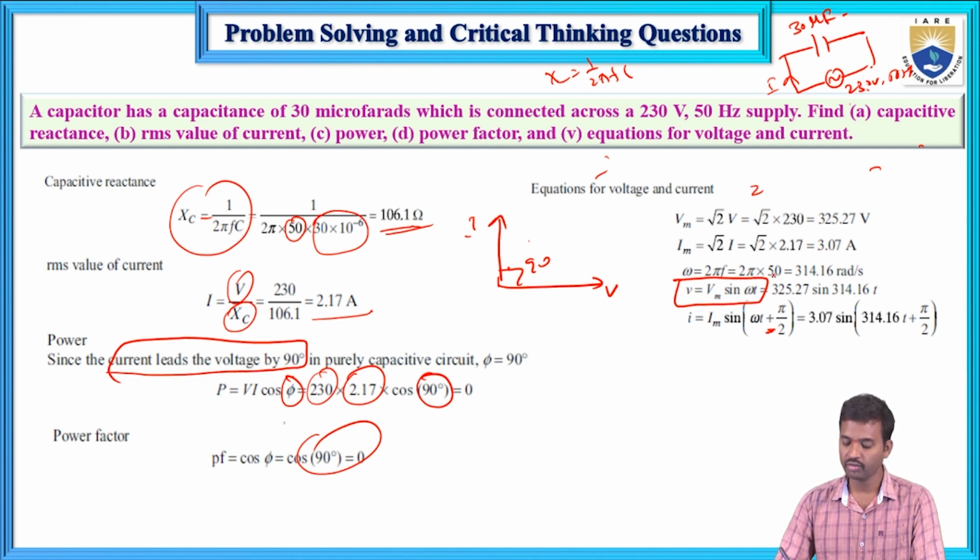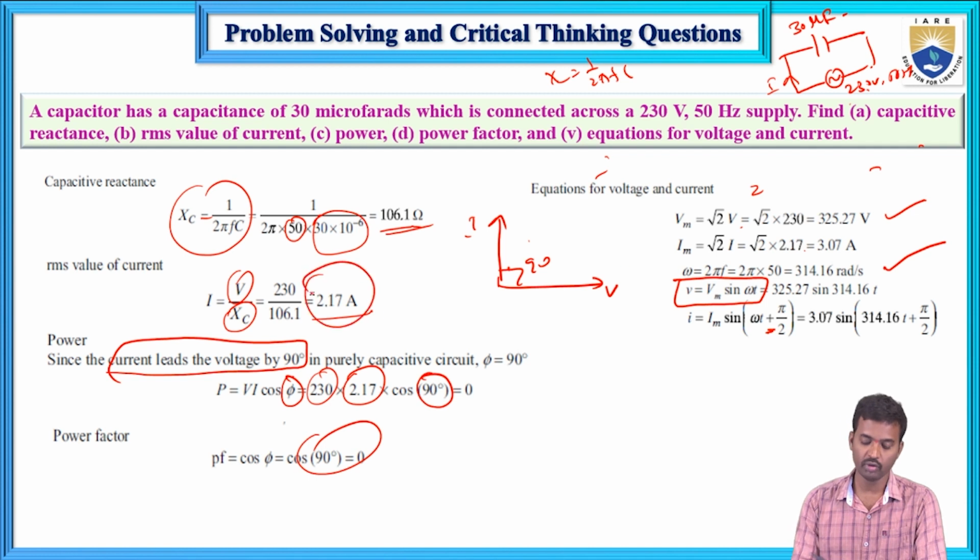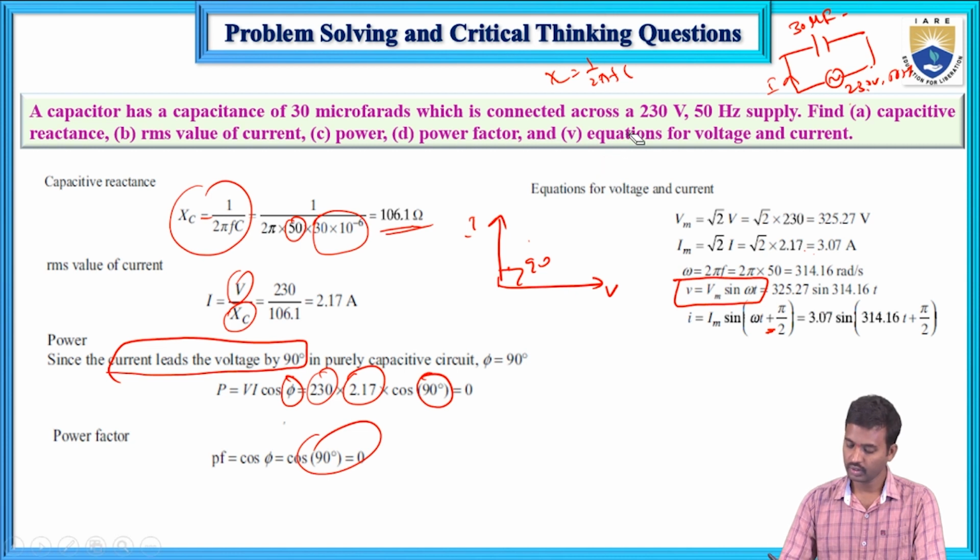Now omega means 2 pi F, where F equals 50, that equals 314.16 radians per second. But what about Vm and Im? Vm equals root 2 into V. This V equals 230 volts, so that equals 325.27. Next, I equals 2.17, so Im equals root 2 into 2.17. Now if you substitute in this, V equals 325.27 sin omega t, and I equals Im, which is 3.07, sin(omega t plus pi by 2).